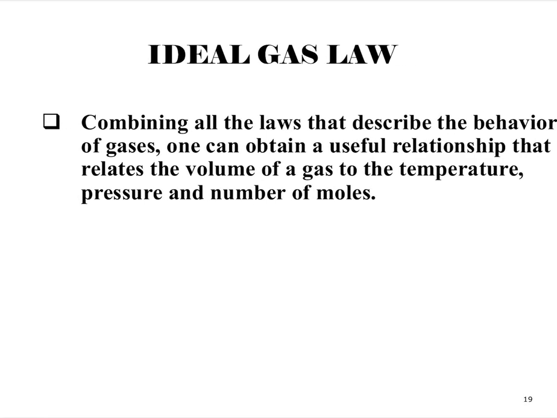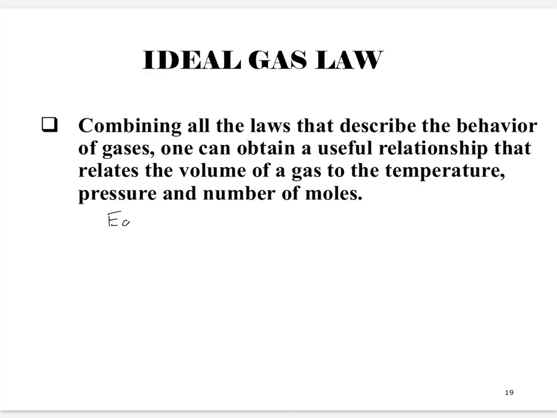So the ideal gas law combines all the laws that we've described before, the combined gas law and Avogadro's number. And this gives us what's called the equation of state. This is the equation of state for an ideal gas, right? So if you define the pressure, the volume, the number of moles, and the temperature of an ideal gas, you get this equation here.